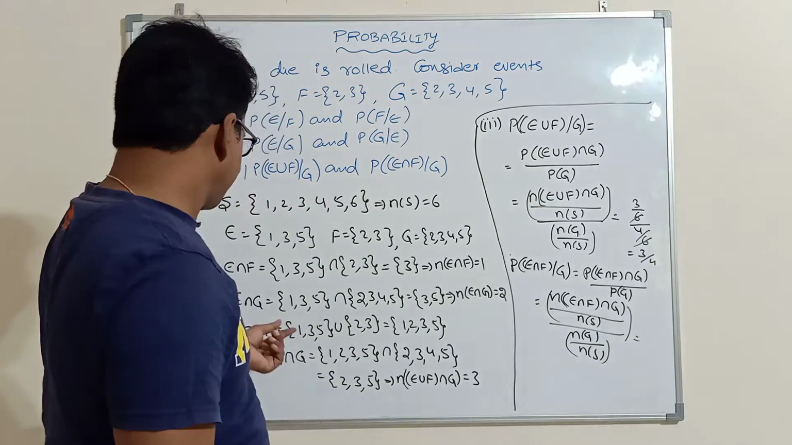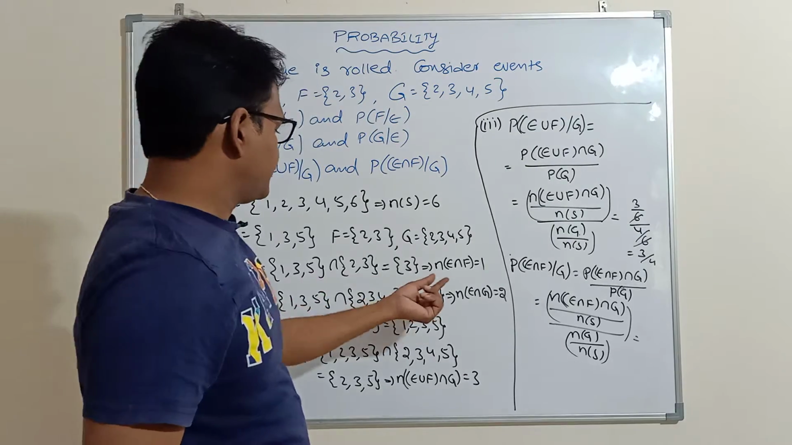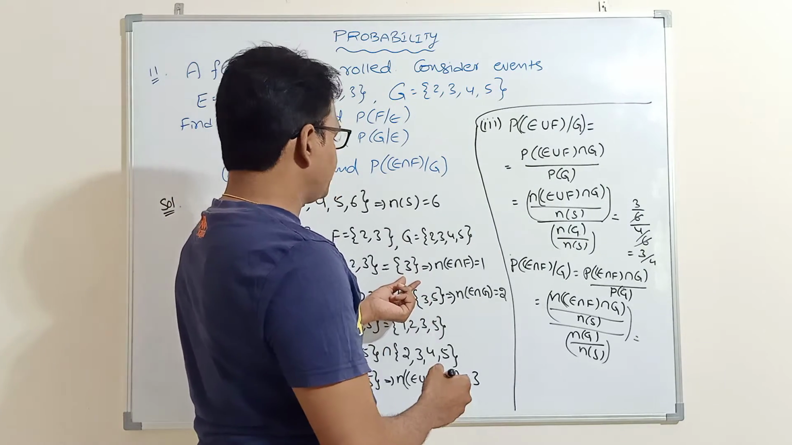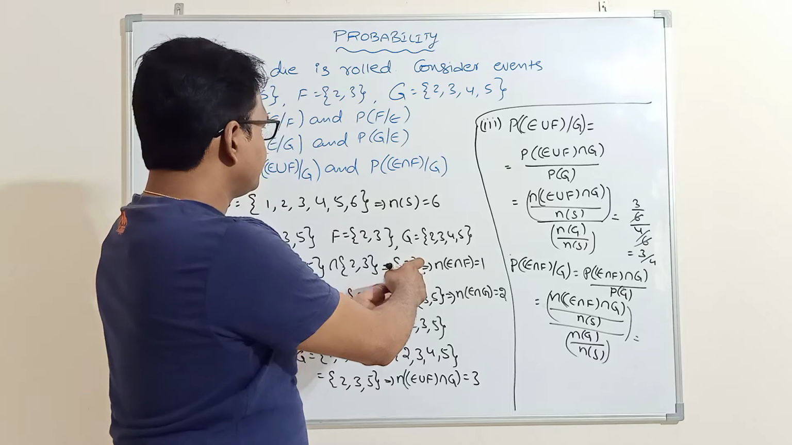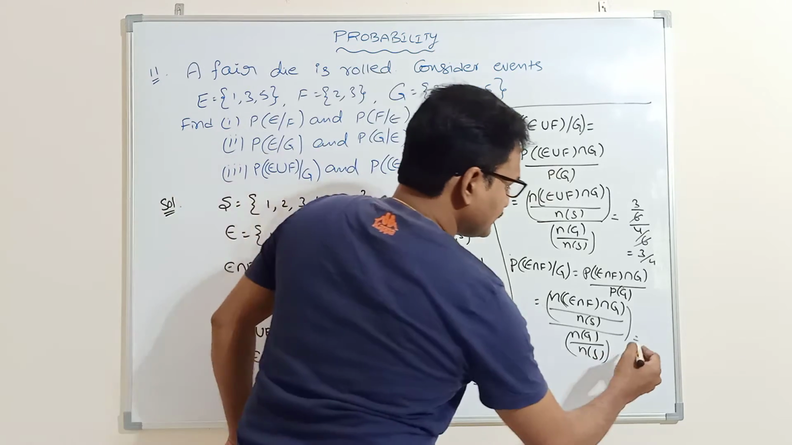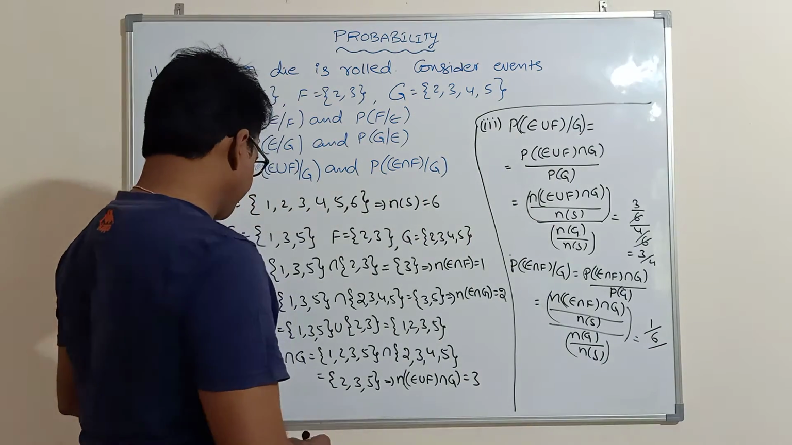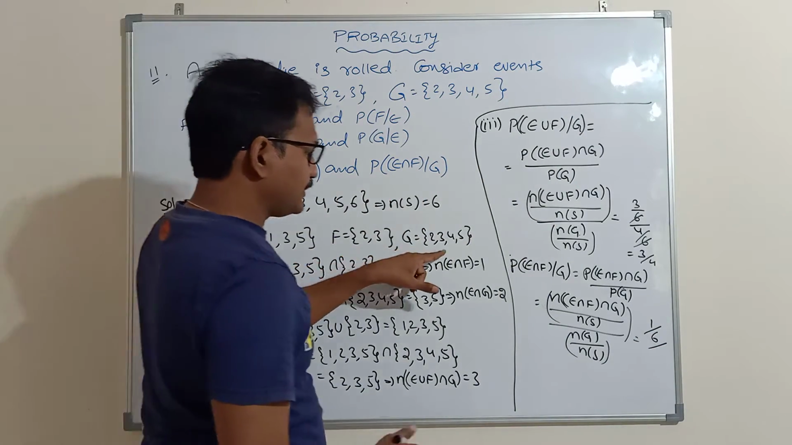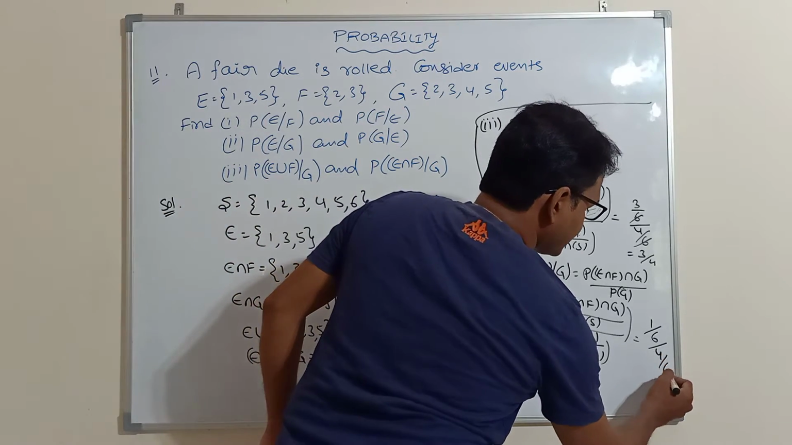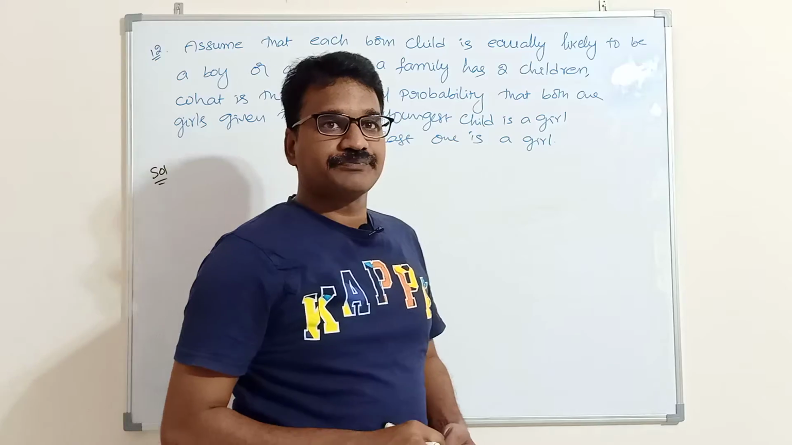E intersection F is only 3. Set 3 intersection G, the common element is 3. So that means 1 by 6 by n of G. N of G, the number of elements in G, is 4. 4 by 6. So 1 by 4 is the answer.